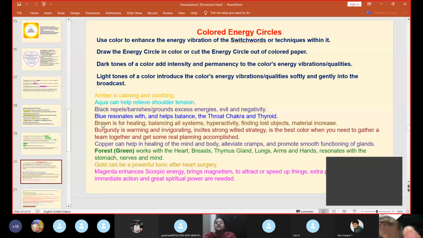Also, when we have to make an EC to find lost objects or any material we want to increase or have more of, then we can use the brown color in the form of an EC. It can be either giving a boundary to the EC, or giving it the inner space as brown. Both work. The burgundy color is warming and gives you a strong will to do.